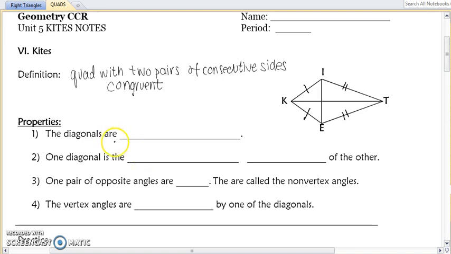In a kite, diagonals are perpendicular. So we will have a right angle in each of these corners. So maybe the Pythagorean theorem is triggering in your head right now.